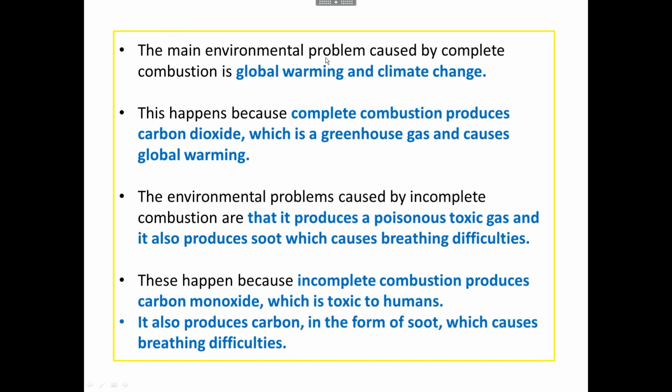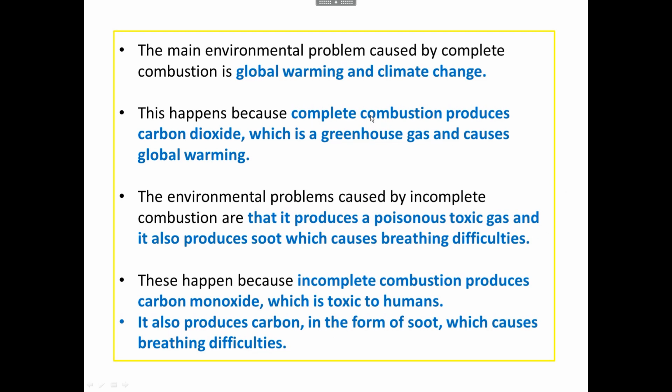The main environmental problem caused by complete combustion is global warming and climate change. This happens because it produces carbon dioxide, which is a greenhouse gas. The environmental problems caused by incomplete combustion are it produces a poisonous toxic gas. It also produces soot, which causes breathing difficulties. These happen because incomplete combustion produces carbon monoxide, that's the poisonous toxic gas. Incomplete combustion can also produce soot, carbon, which causes breathing difficulties.